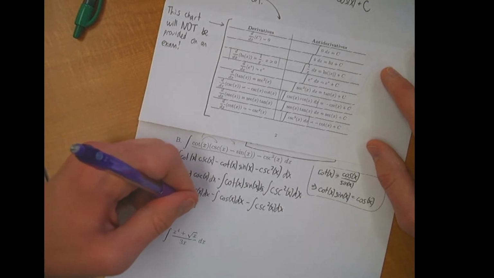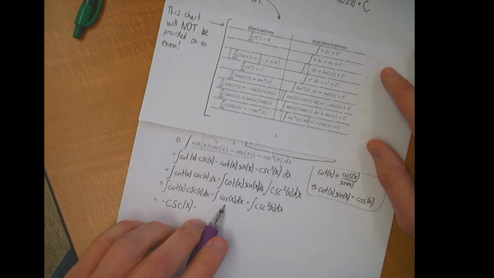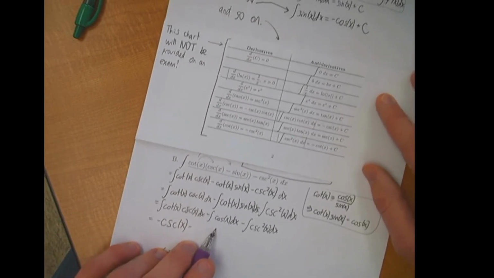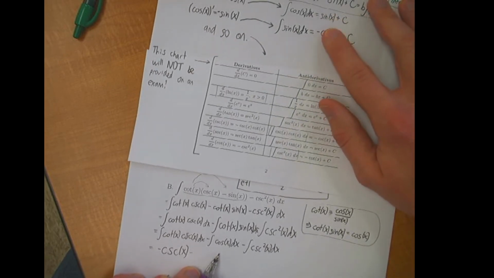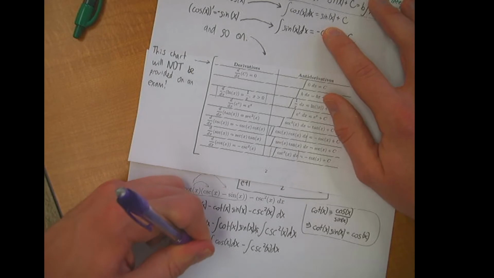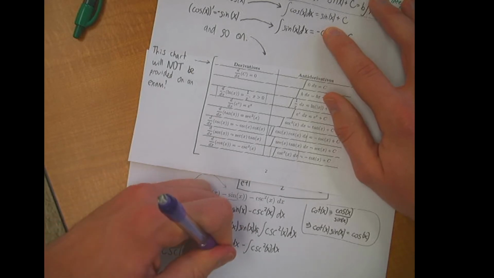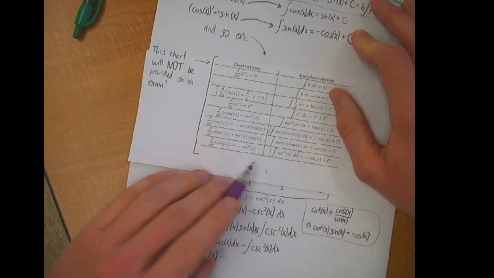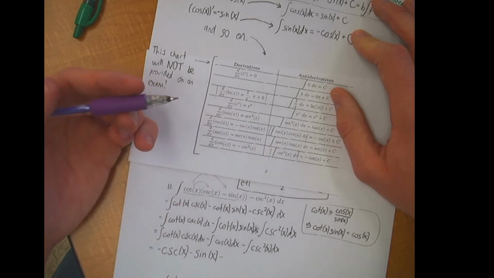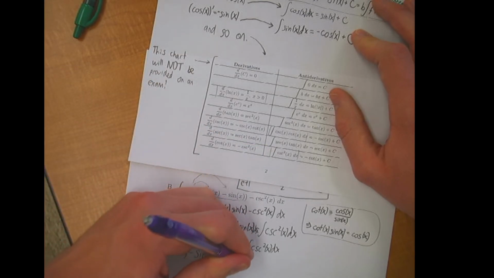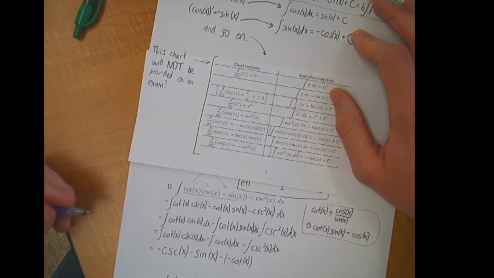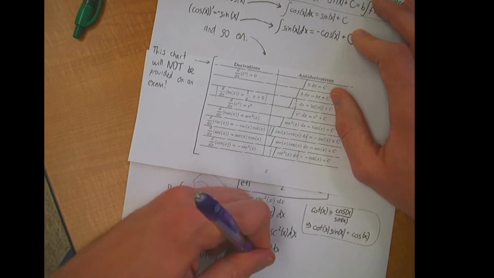Okay, we have that. And then minus the antiderivative of cosine of x, which we established to be sine of x above here. So we have the integral of cosine of x is sine of x. And then minus the integral of cosecant squared, which is just negative cotangent of x. And then once we have all that, we add plus c to this at the end of the day.